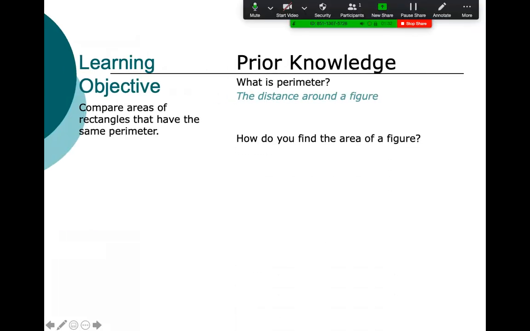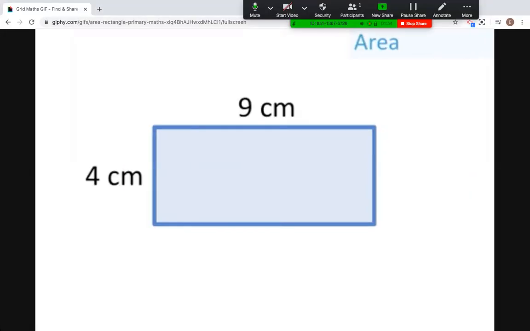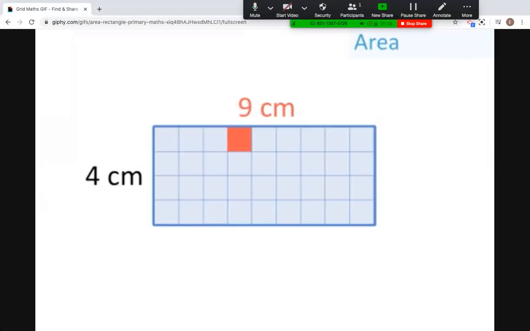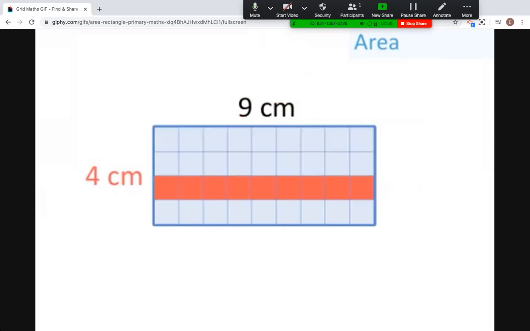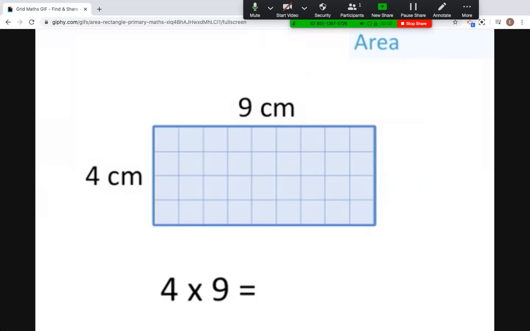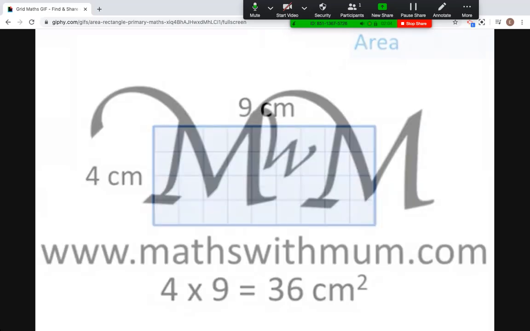How do you find the area of a figure? Yes, exactly. You count the number of unit squares needed to cover the figure. Just like in this example, it is all the squares that make up or cover that specific given figure.